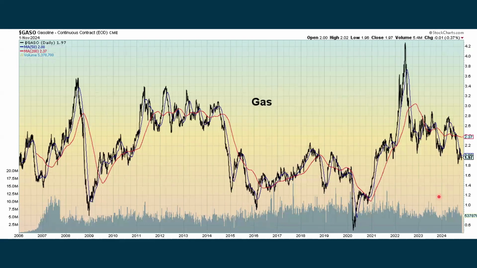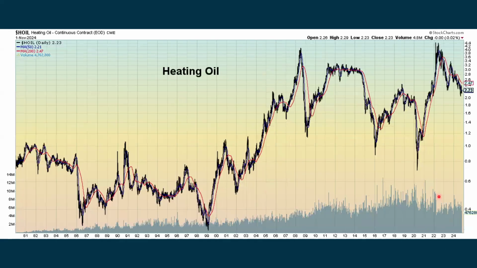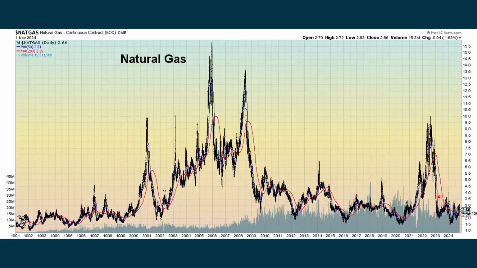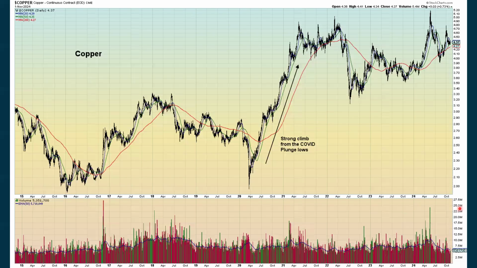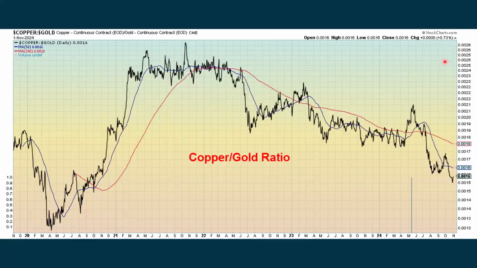Gas is in a downtrend right now. Heating oil also in a downtrend. Natural gas chopping around here, but trying to get back into an uptrend, but still in a downtrend overall. Copper is also in an uptrend right now. This just suggests that the economy is looking okay going into the future, but this has been really choppy lately.